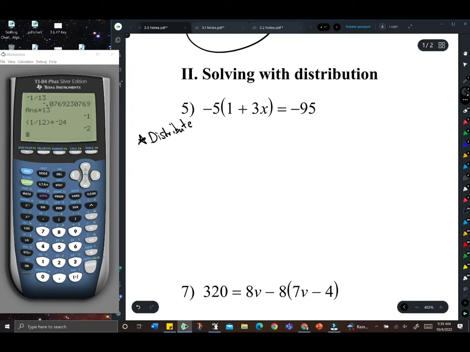This is why we had a lesson on distributing. So what I mean by that, negative 5 times 1, that's negative 5. Don't forget to do the other side. Negative 5 times 3 is negative 15x. Once you do that, then it is a problem similar to before. We need to get x by itself. Okay? Add or subtract first. Always do that. Opposite of negative 5 is adding 5. That's going to cancel those out. So we have negative 90.